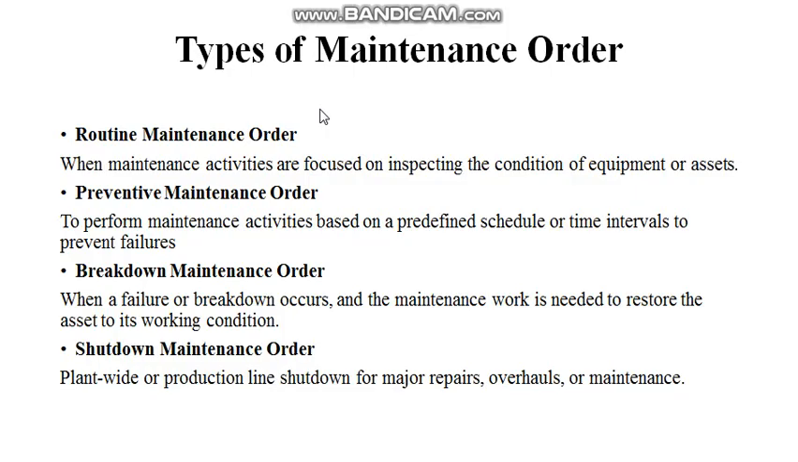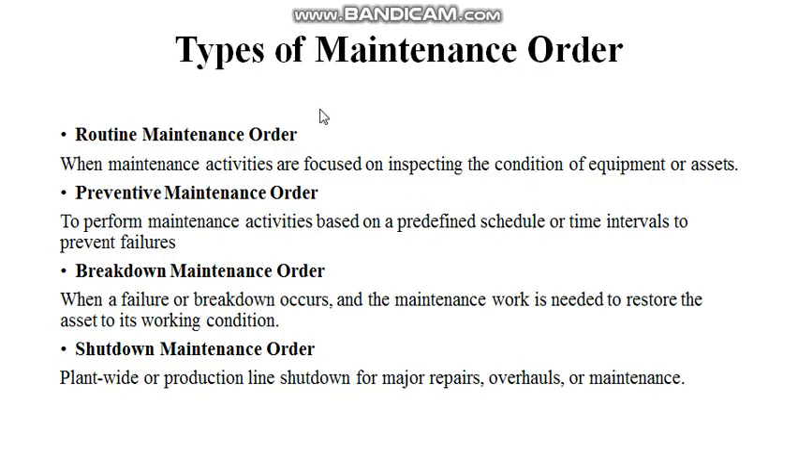Routine maintenance order, when maintenance activities are focused on inspecting the condition of equipment or assets. Preventive maintenance order, to perform maintenance activities based on a predefined schedule or time intervals to prevent failures. Breakdown maintenance order, when a failure or breakdown occurs and the maintenance work is needed to restore the assets to its working condition. Shutdown maintenance order, plant-wide or production line shutdown for major repairs, overhauls or maintenance.